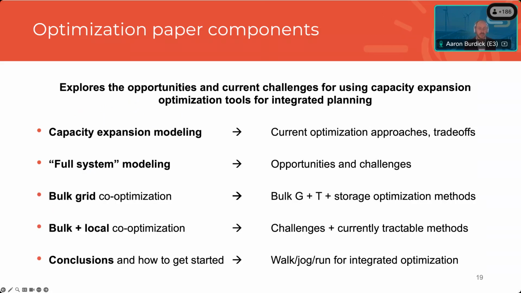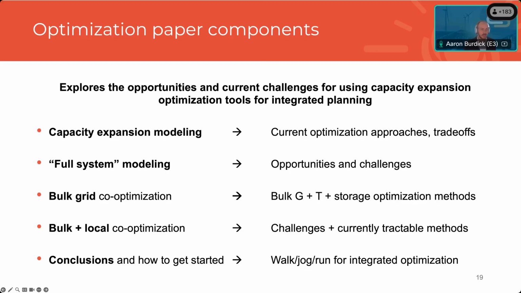So the paper starts off by setting the foundation for what capacity expansion modeling is. So how is the optimization problem defined today? What are some of the current trade-offs that have to be made. Then we talk about the opportunities and challenges of what we call full system optimization. So this would be capacity expansion for both generation as well as transmission and distribution grids and customer resources.